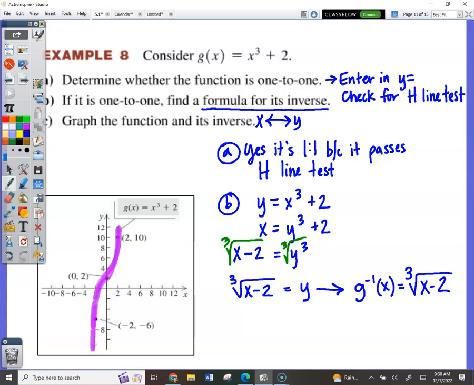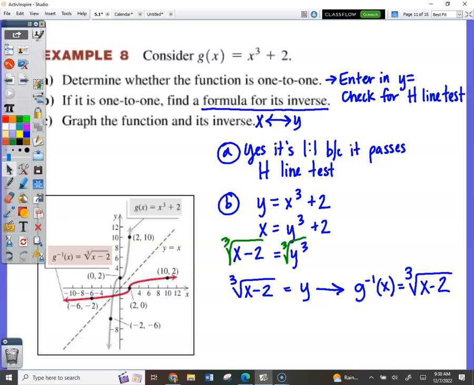And graph it. Well, I already graphed it for you. So looking at the graph, you can see, now you can see, does the red graph pass the vertical line test? Yeah, that's because the gray graph passed the horizontal line test. Okay?